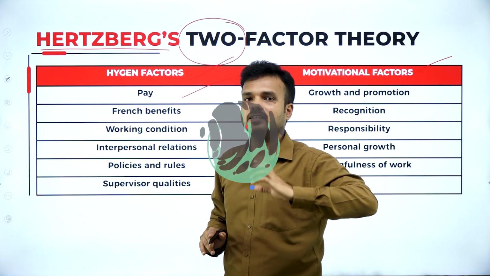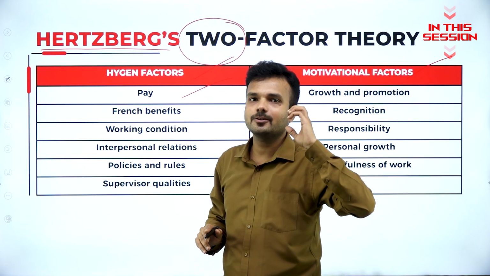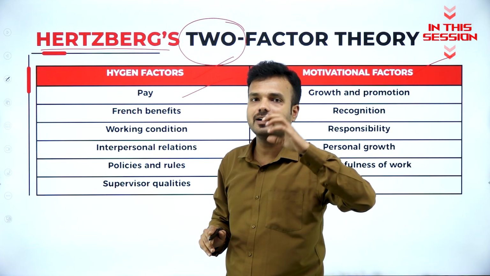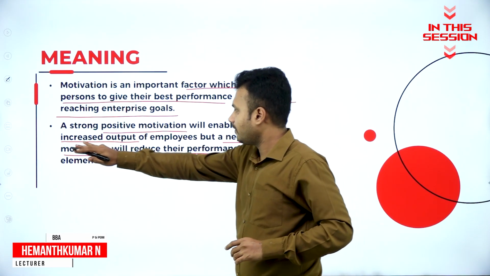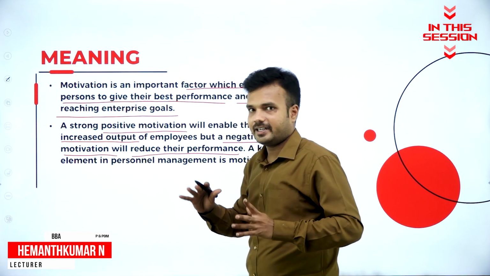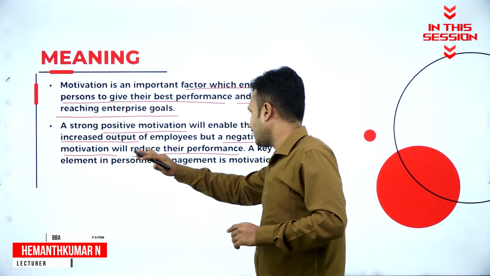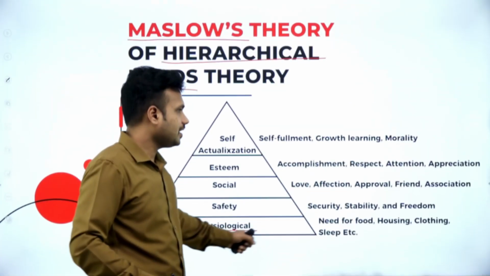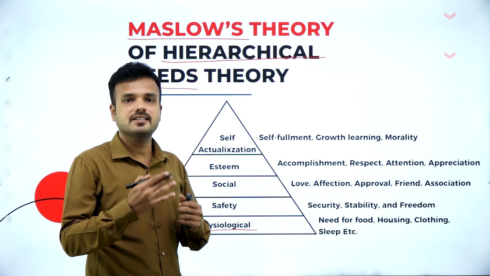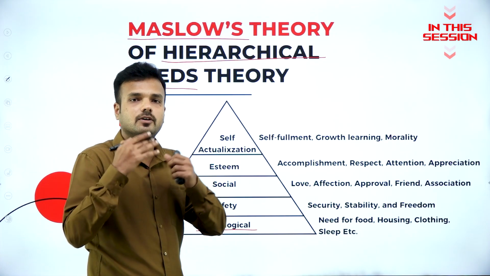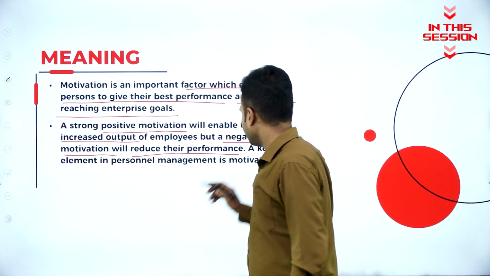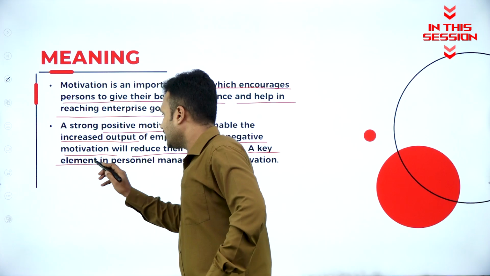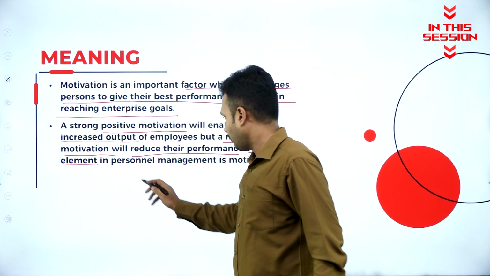Fair remuneration is provided to the employees so that they get motivated and work effectively and efficiently. So positive motivation leads to increased output. Negative motivation is going to reduce the performance of individuals, that is subordinates. What are these psychological needs? It is a basic need of the individuals to survive in the environment. Motivation is also considered as a key element for personnel management.